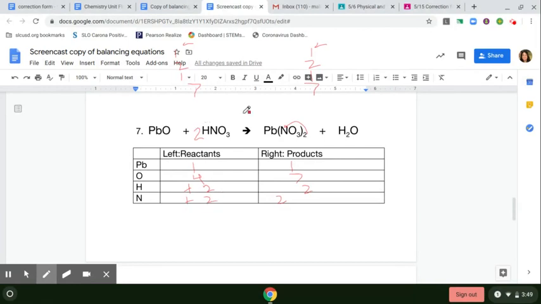Then it also applies to this oxygen atom here, and I have 3 oxygen atoms. So 3 times 2 is 6. But don't forget I had this 1 over here. And so that changes this to 7. Now let's check and see where I am. Leads are balanced. Oxygens are now balanced with 7 on each side. Hydrogens are balanced with 2, and nitrogens are balanced with 2. So this one is good. We're going to the last problem.